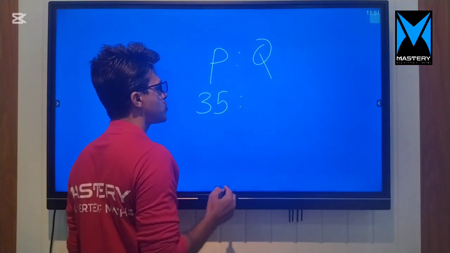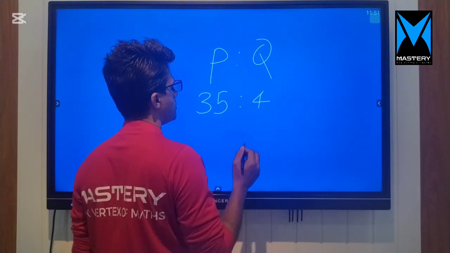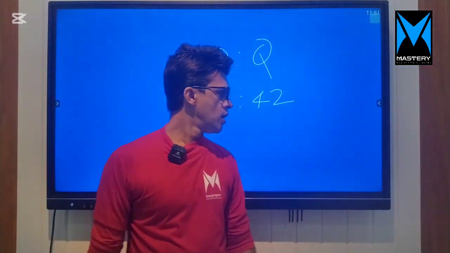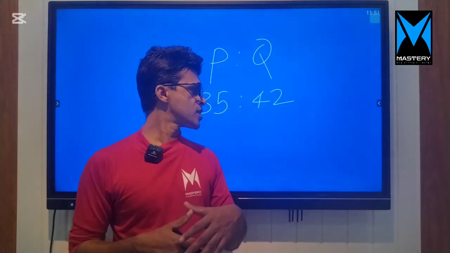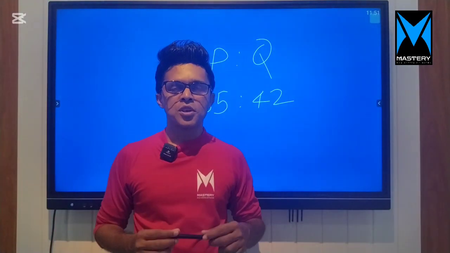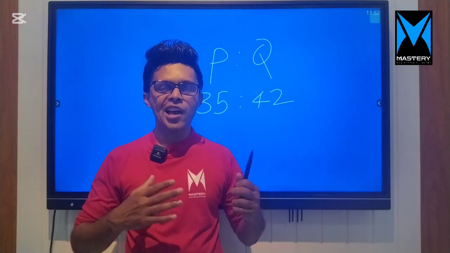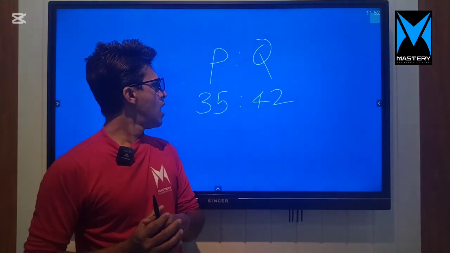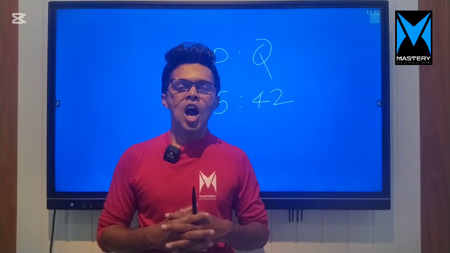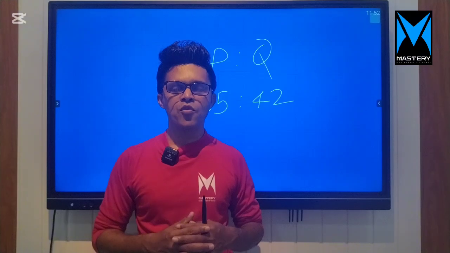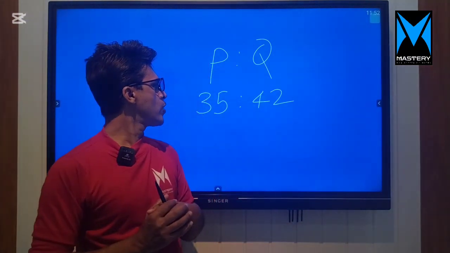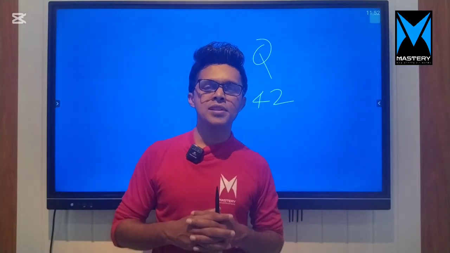These amounts are divided between P and Q, so that P can take 35 rupees and Q can take 42 rupees. What we need to do here is write the given amounts in the simplest form. How do we write these given amounts in the simplest form?